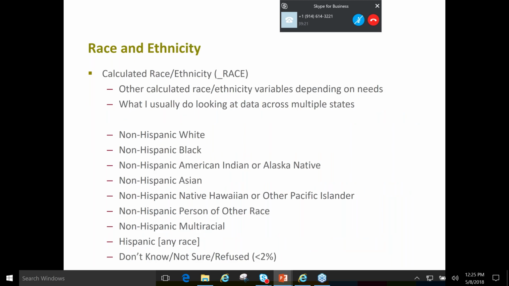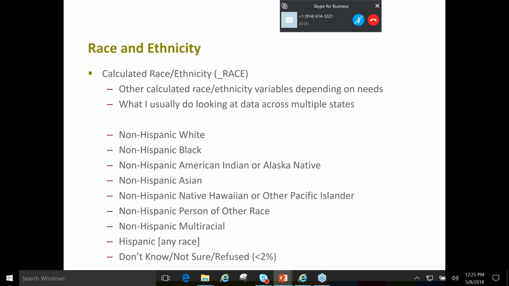And then race and ethnicity. There is a calculated race and ethnicity variable included as part of the BRFSS data sets that are available on the website, cdc.gov/BRFSS. That variable is _race. That's the variable that I usually use. There are other calculated race and ethnicity variables depending on what your statistical or analytic needs might be. This is usually what I do because here at CDC we look at data across multiple states. Often we have a nationwide lens that we look through, in addition to some state-specific analyses.